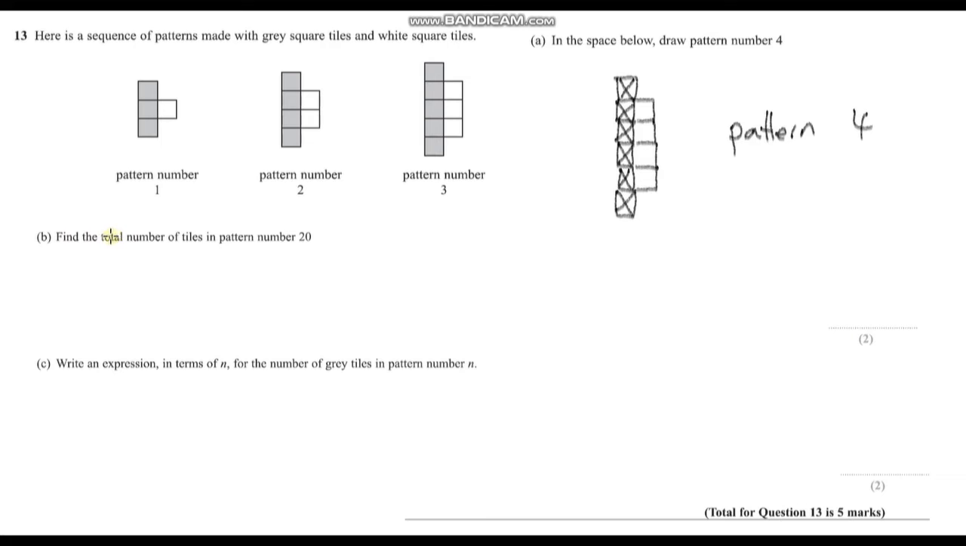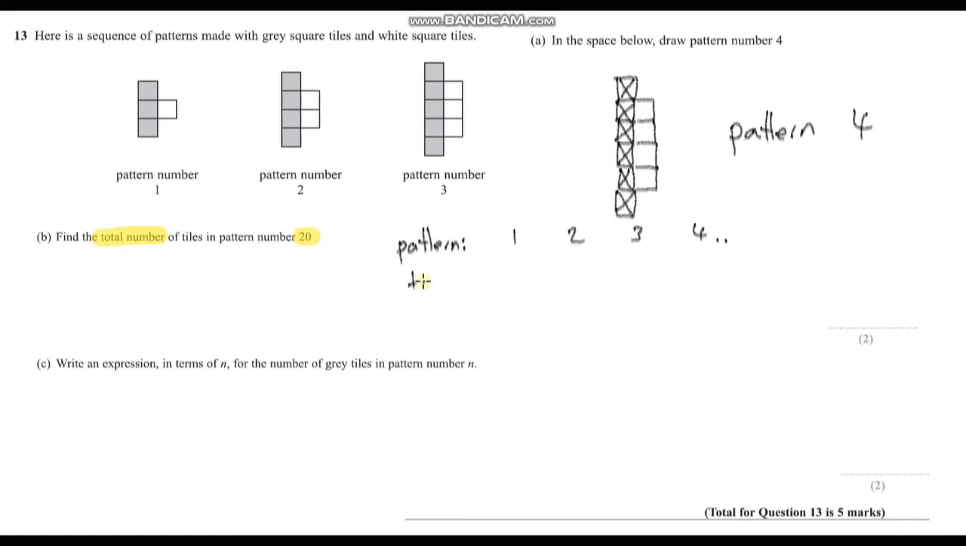Part B, find the total number of tiles in pattern number 20. Now, you could work out the total number in pattern 1, then 2, then 3, then 4, then 5, then 6, then 7, all the way up to 20. But that's going to be a bit arduous, and there's a much quicker way of doing this, and that is by using the nth term. So we've got the pattern number. Let's write down the pattern number here. So pattern number 1, 2, 3, 4, etc.